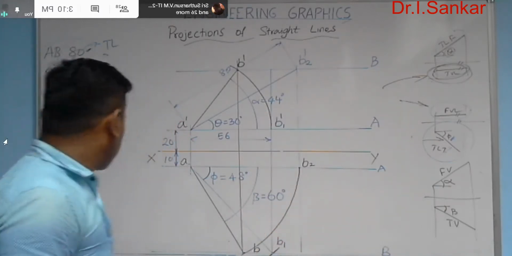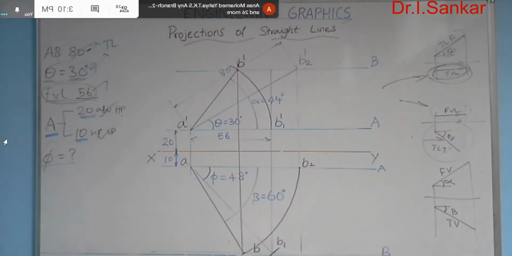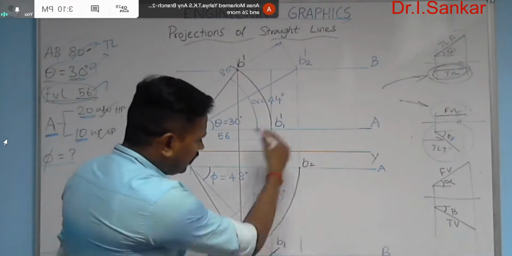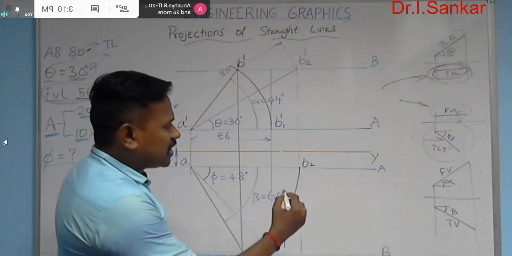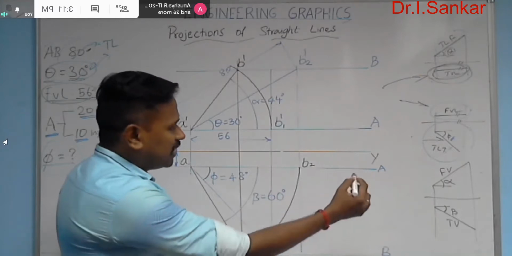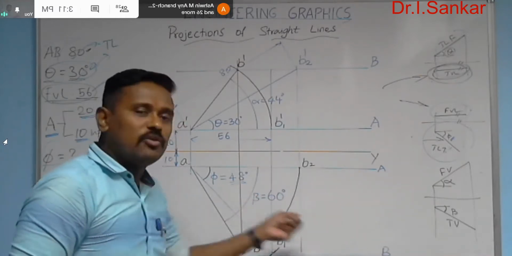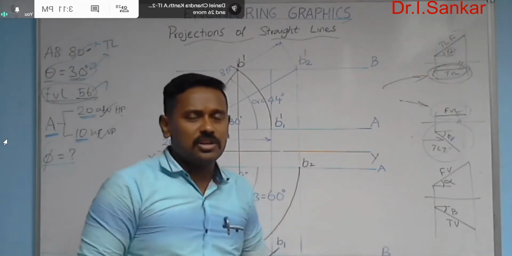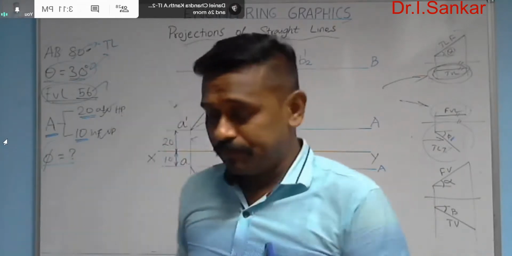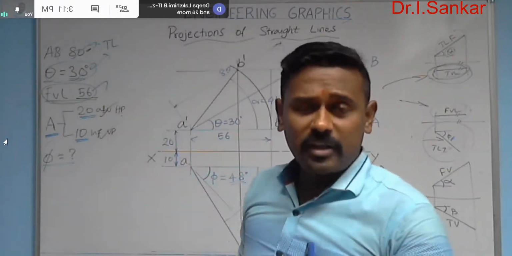So in the question they have asked exclusively about the angle phi. So you need to write down just below your answer, the true inclination with VP, phi, is equal to 48 degree. In this way, you have to exclusively provide your answer in words because it is asked in the question separately. Okay. So this is all about this question. Any doubt within that?